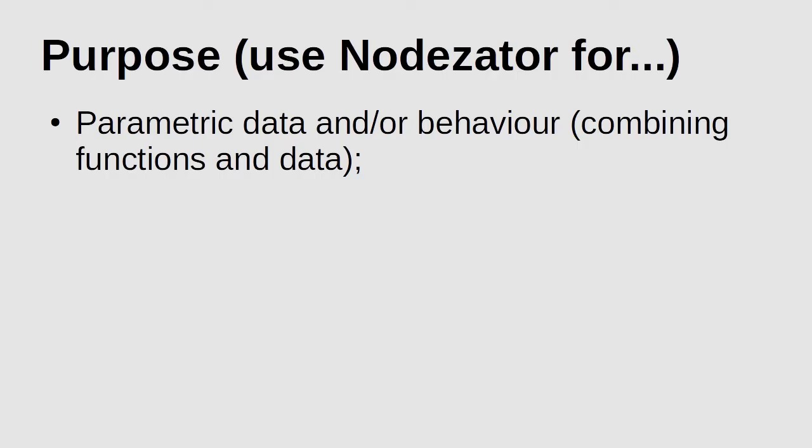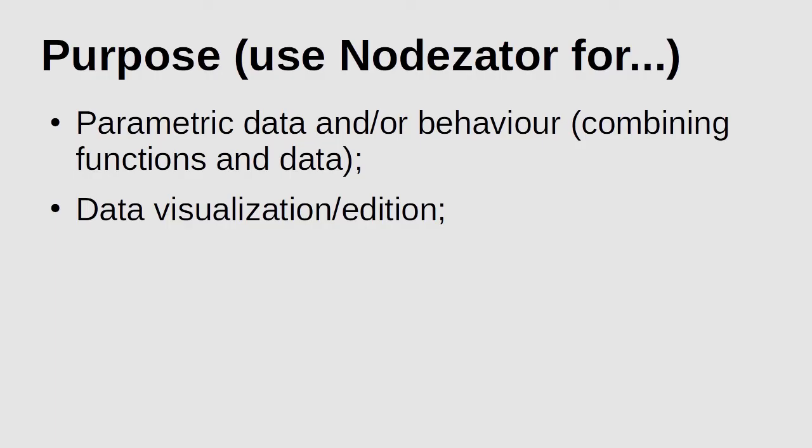Let's now talk about the purpose of the Nodezator app. Use Nodezator for whenever different combinations of functions and parameters are desirable. That is, for producing parametric data and/or behavior. That is, if you have a piece of code which relies on the combination of multiple functions and their data, the Nodezator app might be useful and desirable.